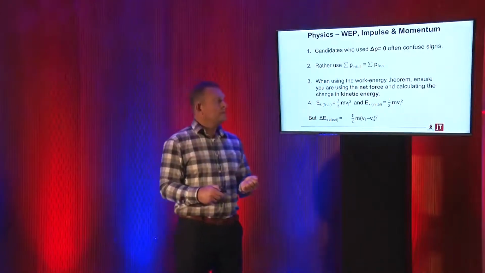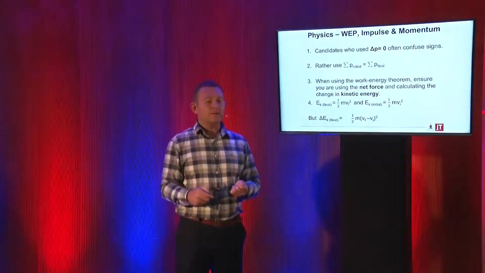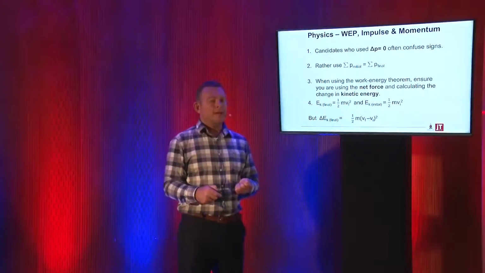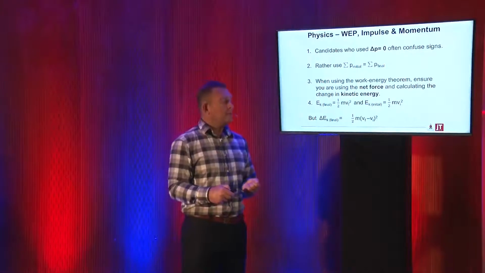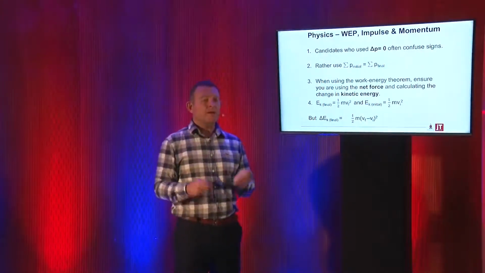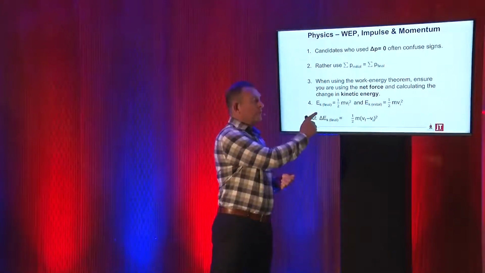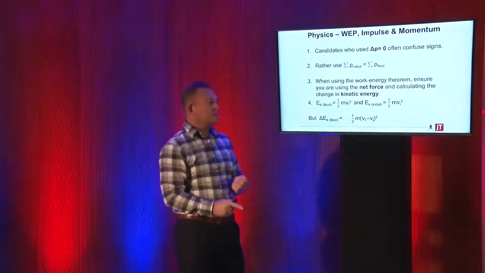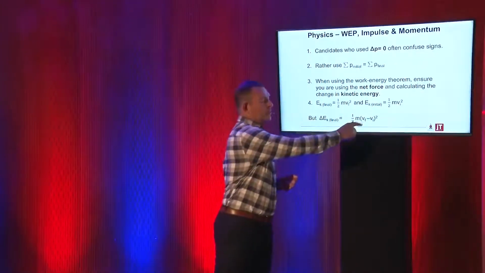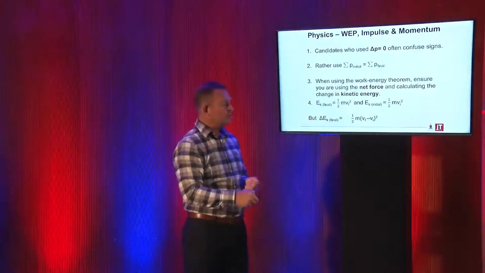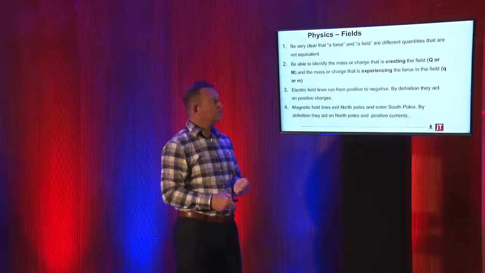Another common error is when dealing with the work energy theorem. One needs to identify and calculate the net force and multiply that by the distance for which it is applied, and that is equal to the change in kinetic energy. And note this, the change in kinetic energy has to be calculated from the final kinetic energy minus the initial kinetic energy. You cannot just subtract the two velocities and substitute them into the equation for kinetic energy. So it's wrong to do that.